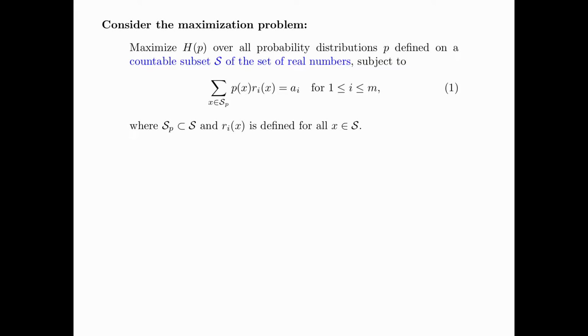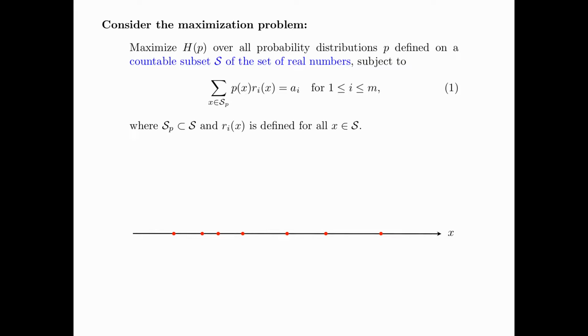Consider the following maximization problem. Maximize the entropy H of P, where P is a probability distribution defined on a countable subset S of the set of real numbers. The idea is illustrated in the figure. So what it means is that it is not necessary for P to be defined for all real numbers. Rather, we only need to define P on a countable subset S of the set of real numbers.